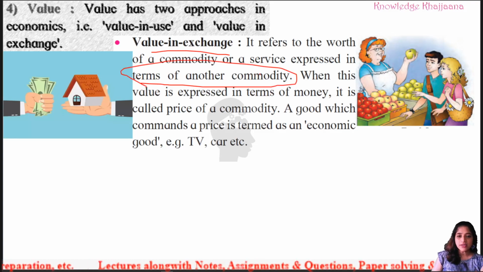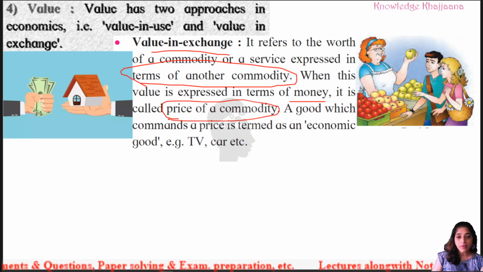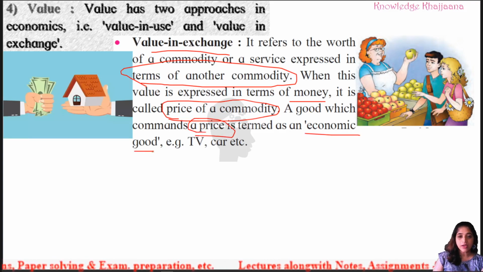See, this also has worth, but it can be expressed in terms of another commodity. When this value is expressed in terms of money, it is called the price of a commodity. A good which commands a price is termed an economic good. For example, TV, car. We have to pay to get a TV.